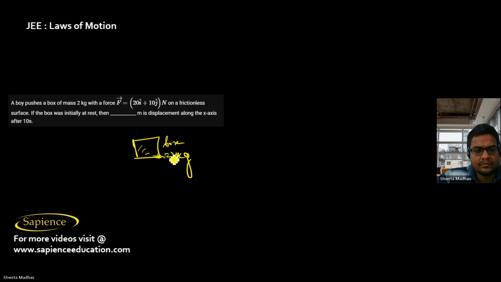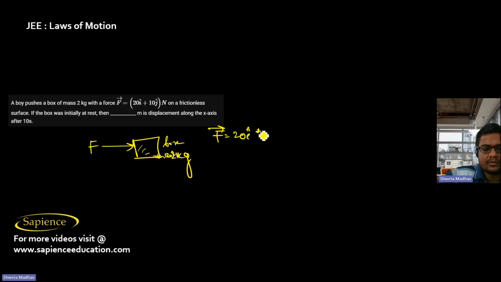And here it is told a boy pushes a box of mass 2 kg. There is a box of mass 2 kg. So here one force is applied. The force is given as 20 i cap plus 10 j cap Newton on a frictionless surface.